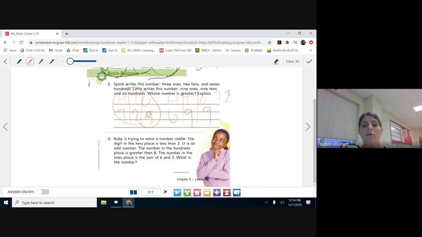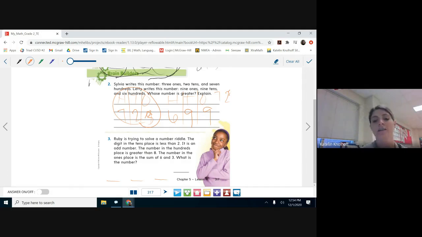All right, let's look at number 3. Ruby is trying to solve a number riddle. Let's draw our 3 lines down here. The number in the tens place is less than 2. It is an odd number. The number in the hundreds place is greater than 8. The number in the ones place is the sum of 6 and 3. What is the number? So again, we're going to take it step by step.